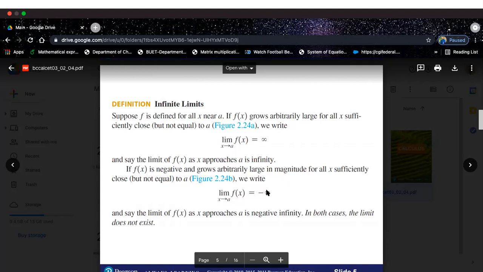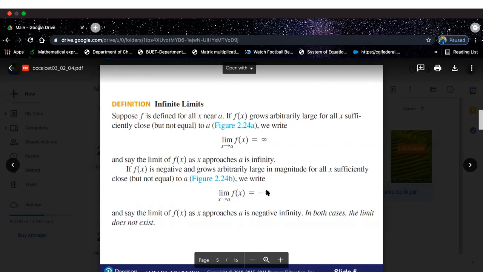So if we see an infinity as the limit, what should we say? Shouldn't we say the limit does not exist? Do you agree? Yeah, since it's not a set number. Exactly.